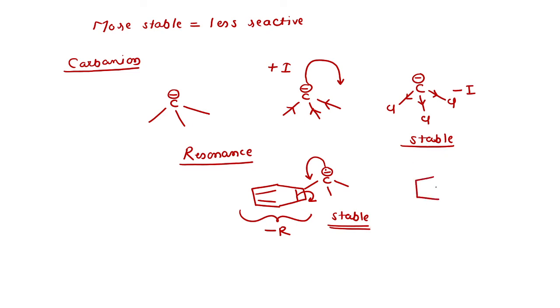Consider you are having a carbanion, and that carbanion is having an electron donating group at para position. What is going to happen? This will go to this, this will go to this, and this will go. So it is making this carbanion more reactive. So in this way, plus R and minus R, so it is having its plus R effect. So plus R effect will destabilize, minus R effect will stabilize the carbanion.